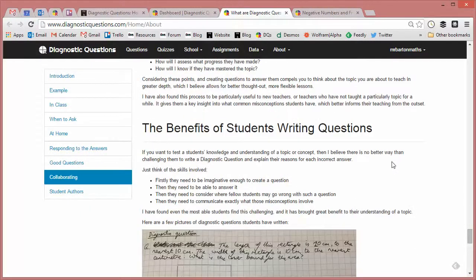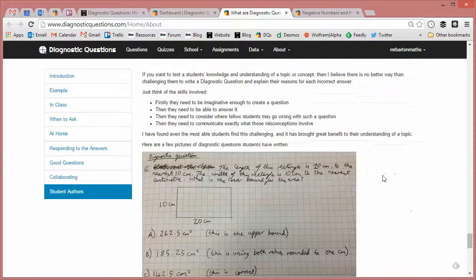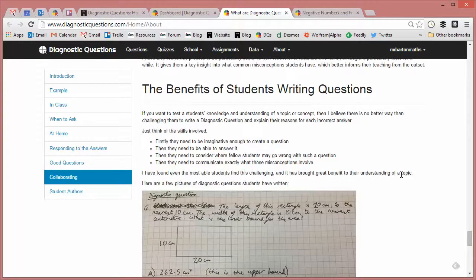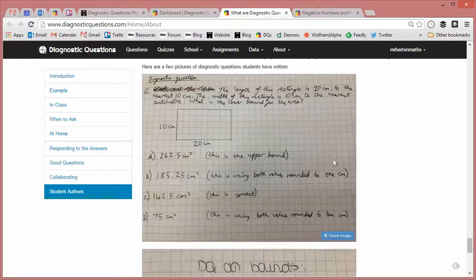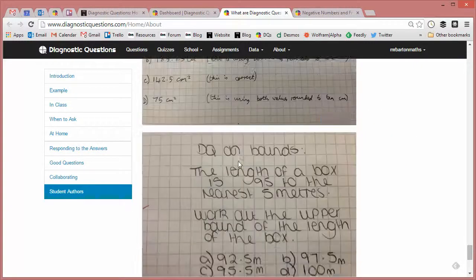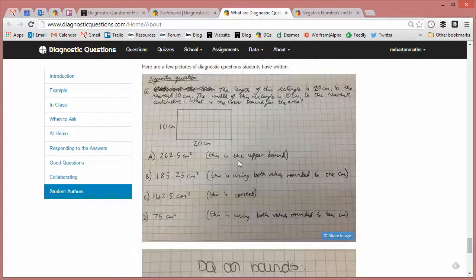And increasingly, I've found huge benefits of students writing questions. I've got some incredibly bright students in some of my classes, and when they've absolutely nailed a concept, instead of giving them some traditional extension work, I like to say, write me a diagnostic question based upon that. Because just think about the skills involved in needing to write a question. First, they've got to show that they know how to understand the topic and get the question right. Then they've got to be able to come up with suitable wrong answers, and then they've got to be able to explain those misconceptions. I've taken some screenshots of some diagnostic questions that some of my students have written in their books, and they're absolutely wonderful questions. And of course, there's nothing stopping them uploading them to the website themselves.